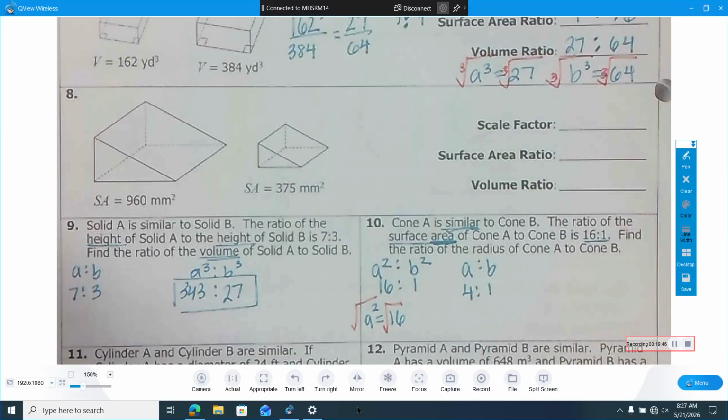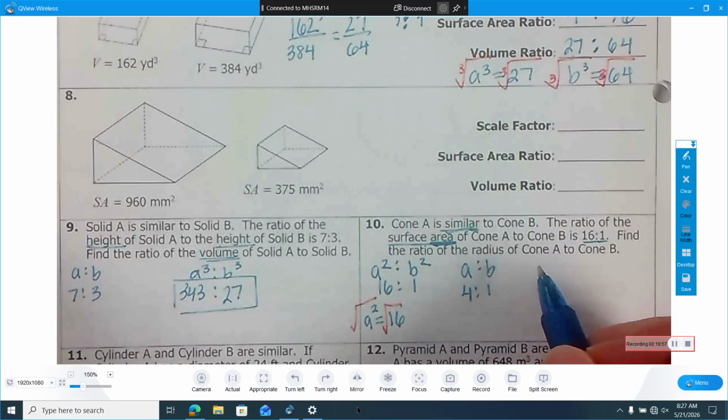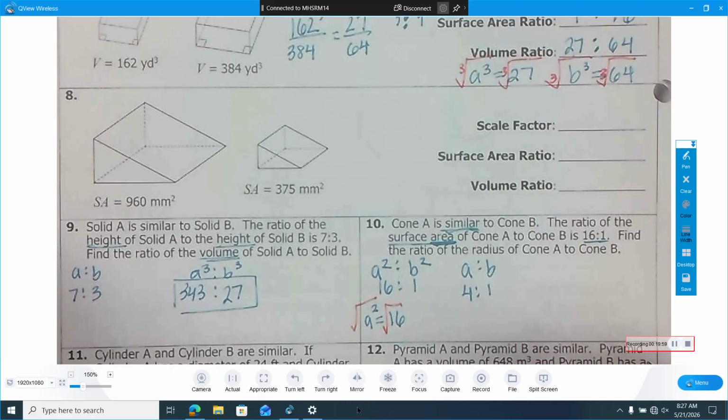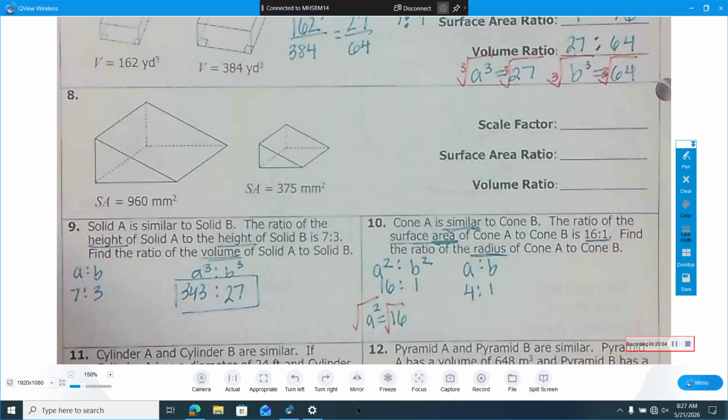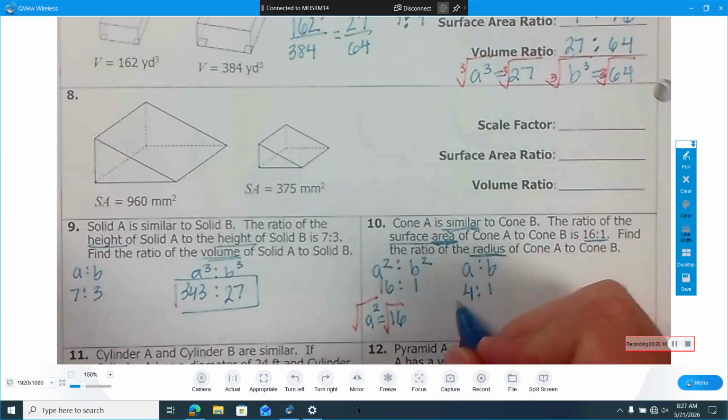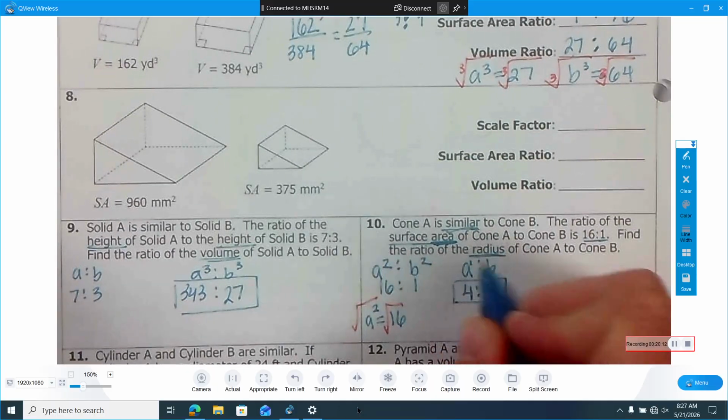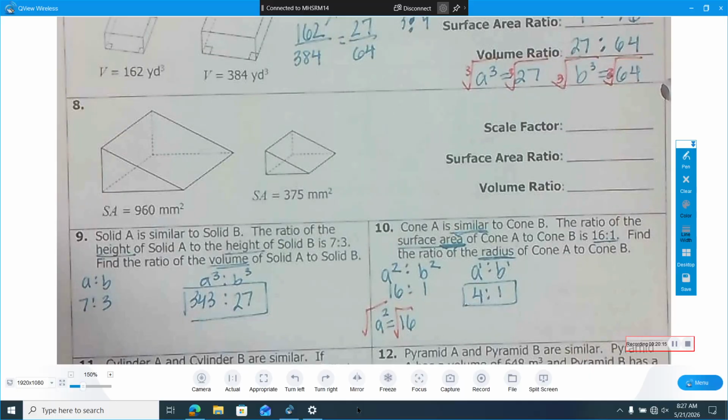All right. Find the ratio of the radius of cone A to cone B. What's the ratio of the radius? Do I need to do anything else, or am I done? What is a radius measurement? How much is diameter? True. It is a linear measurement. That is A to the first power and B to the first power. And so that's all we need to know. It is a linear measurement, so to the first power, versus area is squared, volume is cubed.